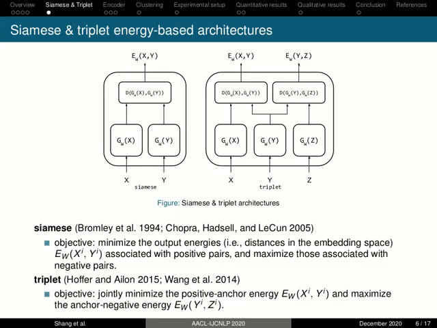Triplet architecture is a direct extension of the Siamese one. It takes as input triplets X, Y, Z, referred to as positive, anchor, and negative respectively. The training objective is to jointly minimize the positive-anchor energy and maximize the anchor-negative energy. In our case, positive and anchor items are utterances from the same community, while the negative item is taken from any other community.